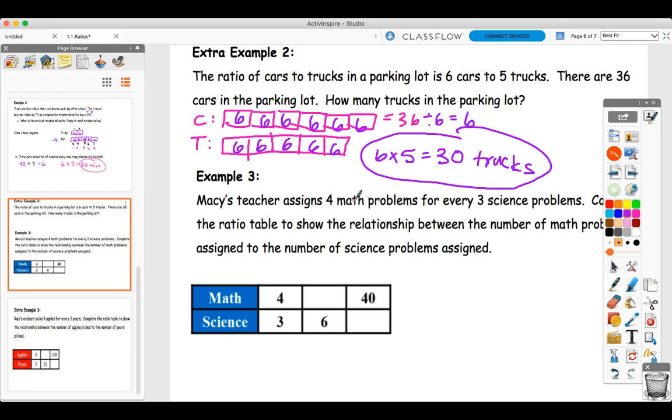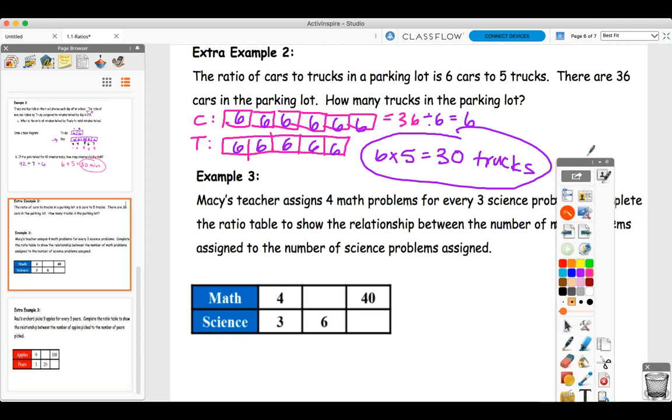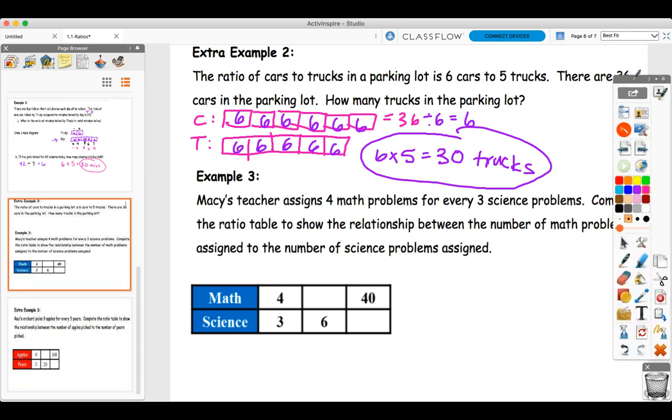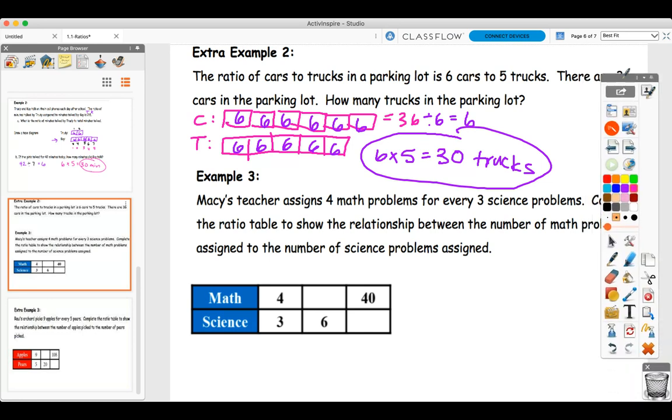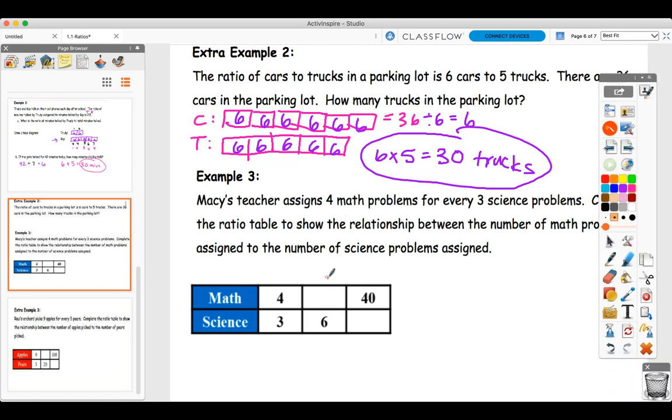Marcy's teacher assigned 4 math problems for every 3 science problems. Complete the ratio table to show the relationship between the number of math problems assigned to the number of science problems. So when you're trying to complete a table, you're trying to find the information you know. So what are you doing to 3 to get to 6 over here? You're multiplying by 2, so that means you have to do the same thing to the top. So this is going to be 8.